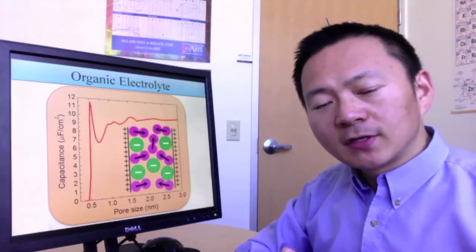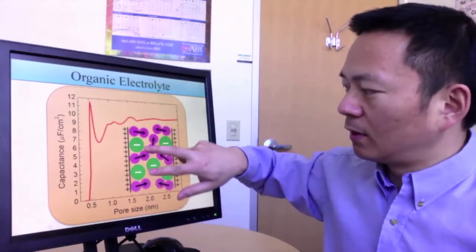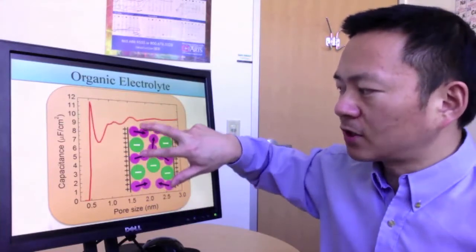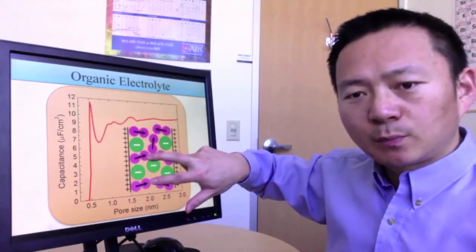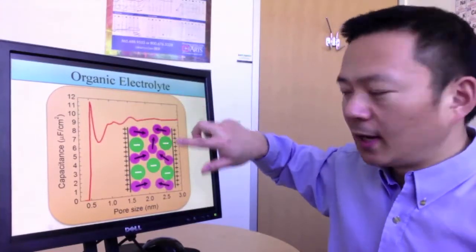This kind of invariance is due to the fact that now the electric double layer is composed of counter ions packed together with the aligned dipoles, and also on the other side. And this kind of EDL structure is pretty much the same for this pore size and this pore size. And that's why it gives you this invariance in capacitance.